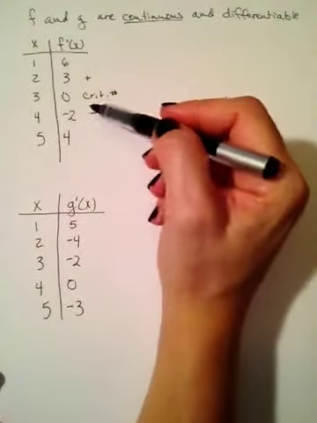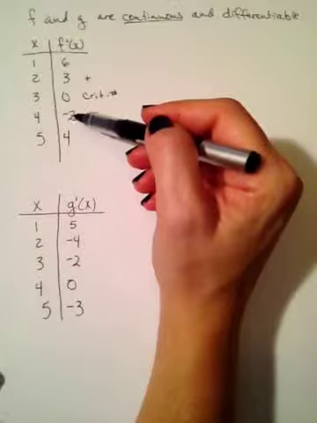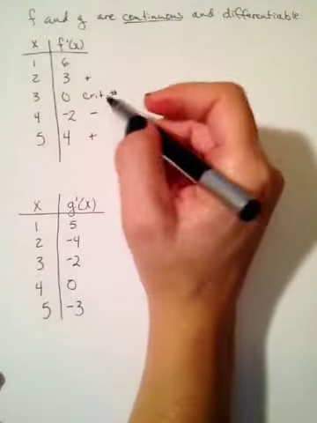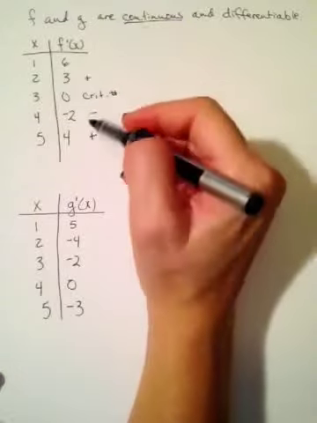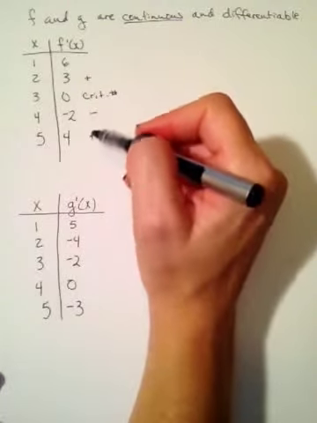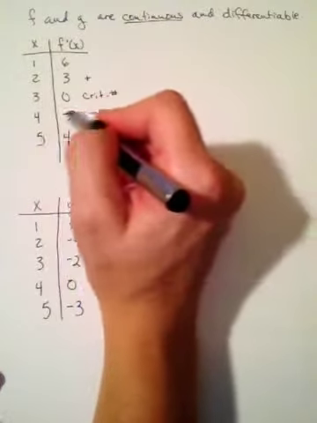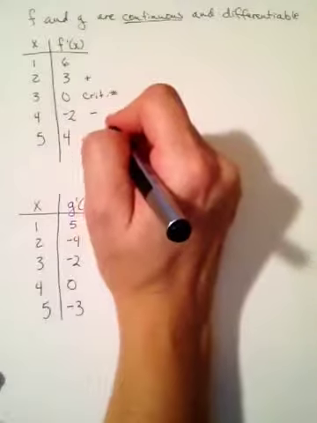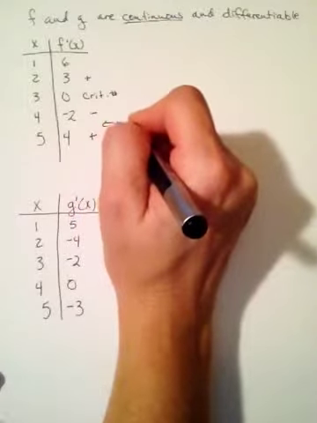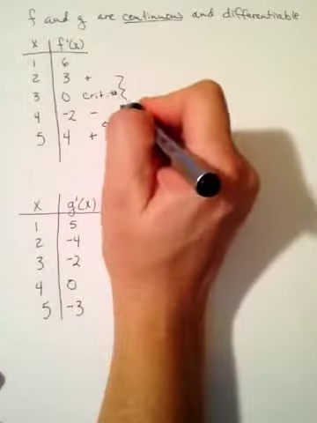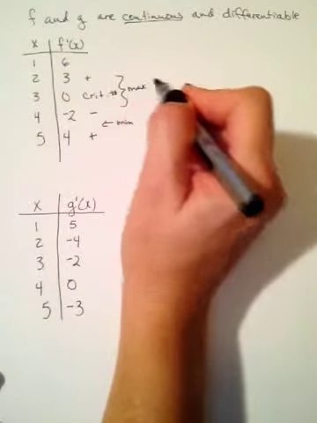Now, if you look between 4, which has a negative slope, and 5, which has a positive slope, because the graph is continuous and differentiable, I know that since my slope changed signs from negative to positive, somewhere between 4 and 5 there was a min. So I know that there's a min in there somewhere, and I know that there is a max somewhere in here, but I don't know precisely where.